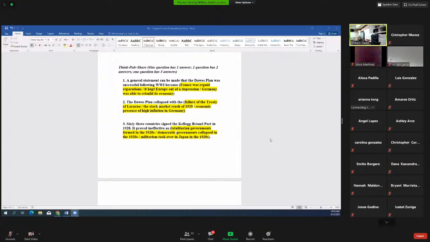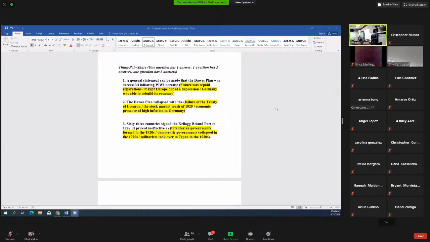All right. So we know Germany did have high inflation, but the Dawes plan fixed that inflationary problem, 1923 to 1928. They didn't have high inflation anymore. That was solved. But then in 29, the stock market crashes, Great Depression starts, and everybody economically has all kinds of problems. So number 1 had 2 answers. Number 2 had 1 answer.